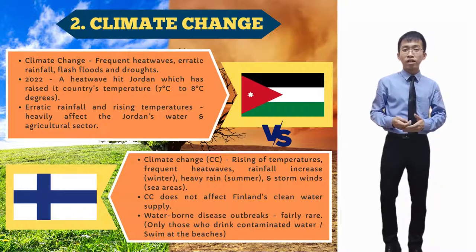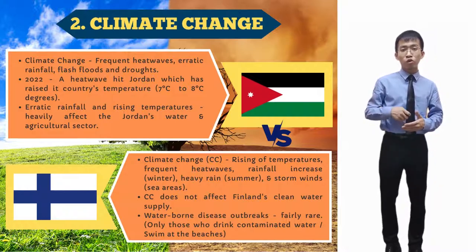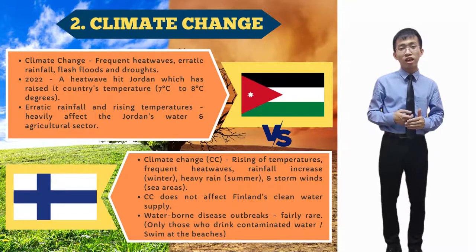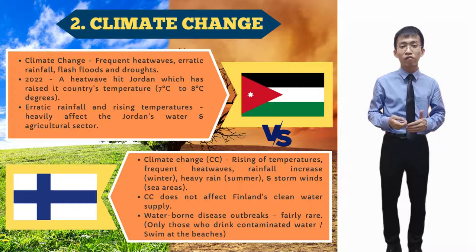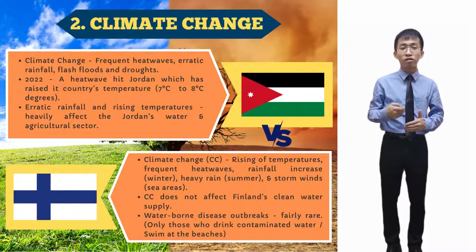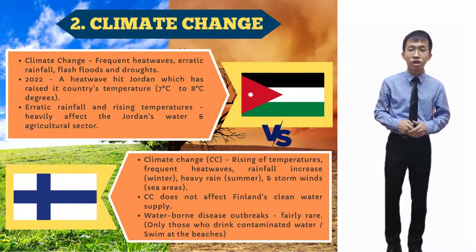Meanwhile, in Finland, rising temperature, frequent heat waves, increased rainfall during the winter rather than snowfall, heavy rain during the summer, as well as increased storm winds, especially in the sea area and also on the coastline, are the impacts of climate change that Finland is currently facing.